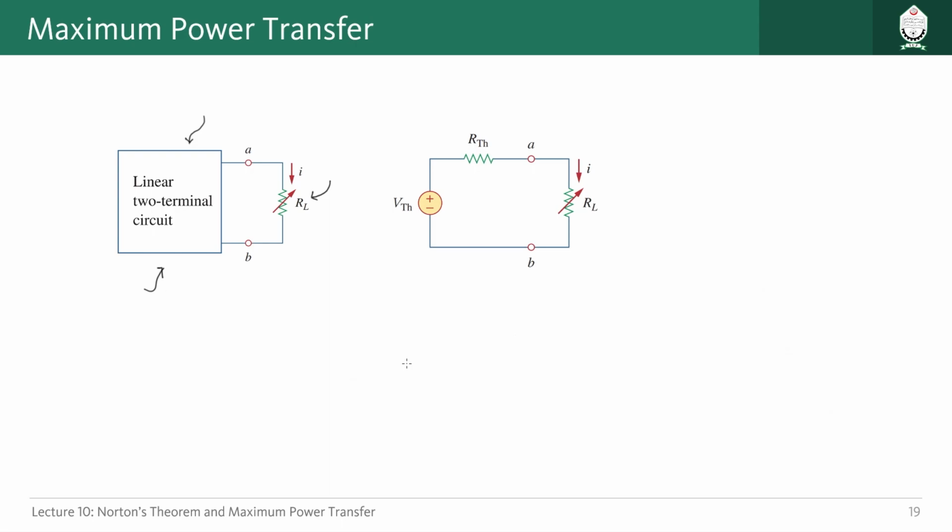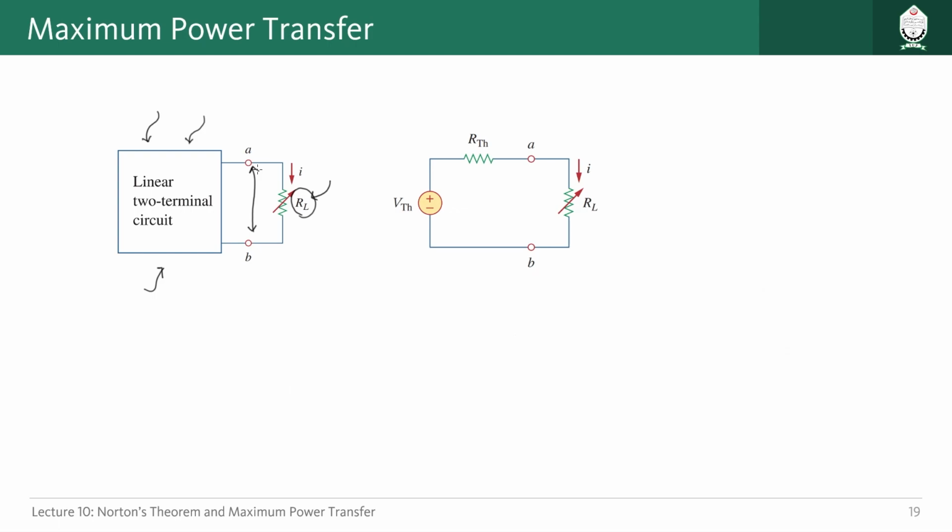So we cannot change anything in this circuit, this linear two terminal circuit, but what we can do is optimize the value of this resistance RL. We have to change this value so that we get the maximum amount of power across these two terminals for this particular load, right?